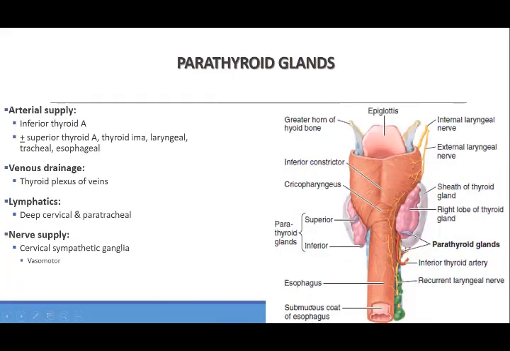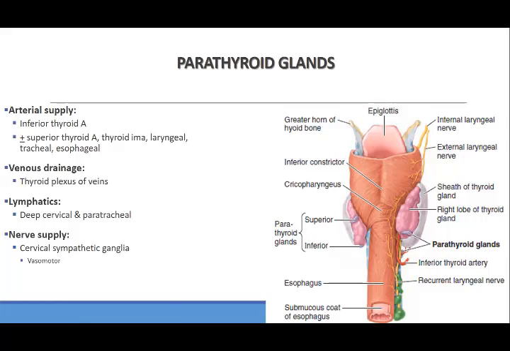Arterial supply: since it is located in close vicinity of the inferior thyroid artery, it is normally expected that the inferior thyroid artery would give a branch to the superior parathyroid and the inferior parathyroid. Besides that, you may have a branch coming from the thyroid artery. You may have laryngeal, tracheal, and esophageal branches supplying these parathyroid glands. Venous drainage goes into the thyroid venous plexus. Lymphatic drainage is to the deep cervical lymph nodes. At times some of the lymphatic drainage may go into the paratracheal lymph nodes.